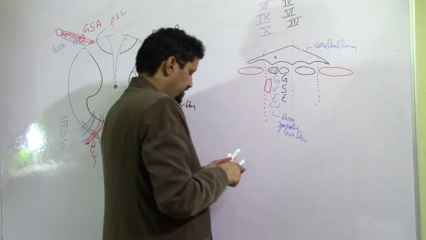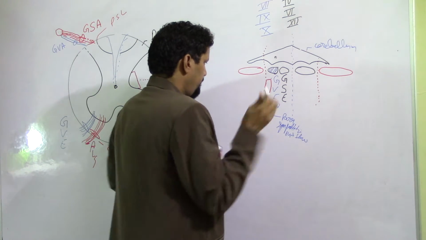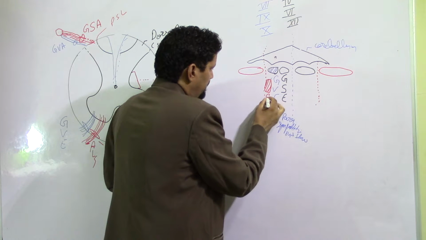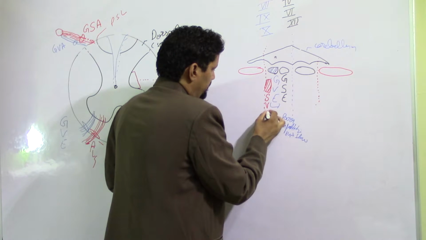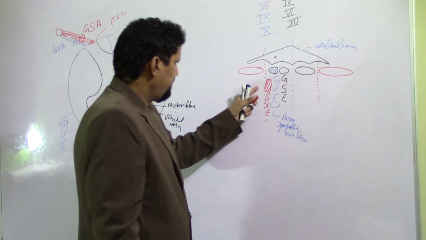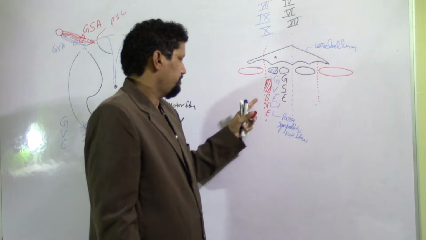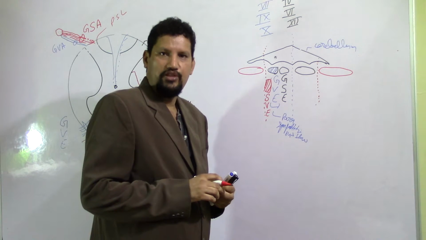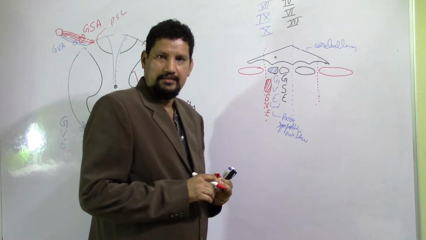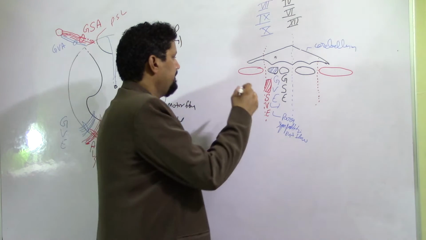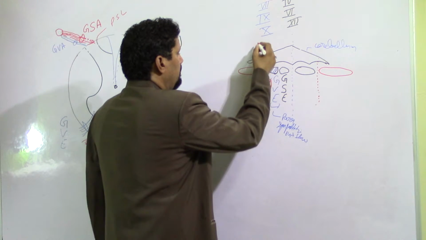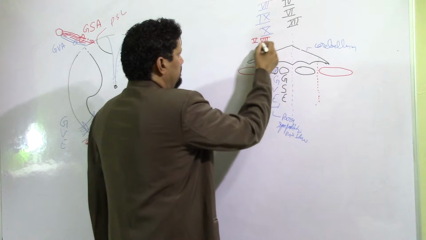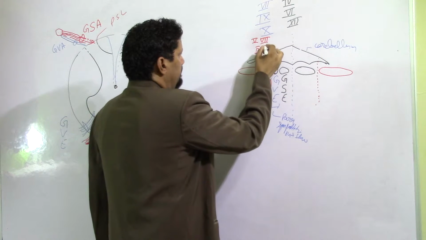This branchiomotor column is known as SVE, special visceral efferent column. It is represented mainly by nucleus ambiguus and the motor nuclei of the 5th nerve and 7th nerve. That is, it is represented by the 5th, 7th, 9th and 10th.